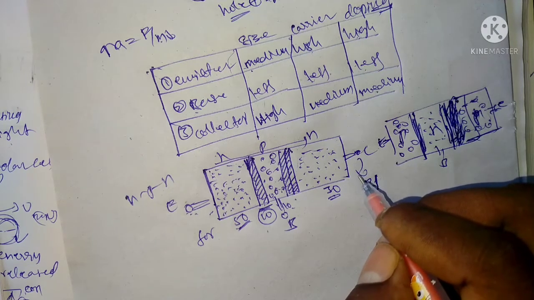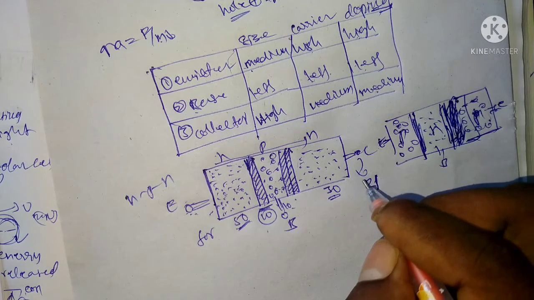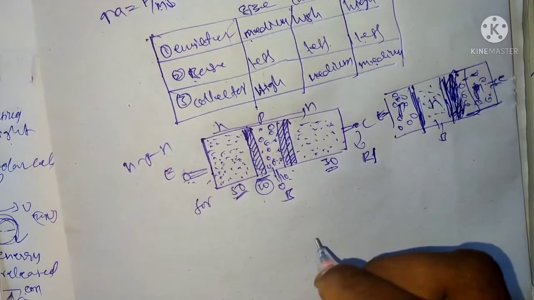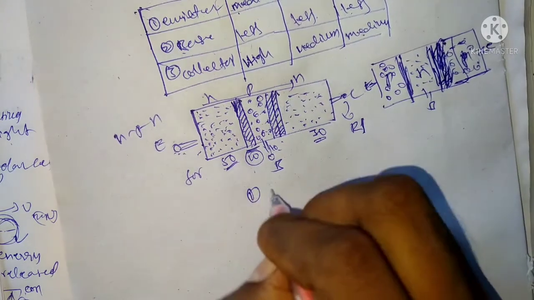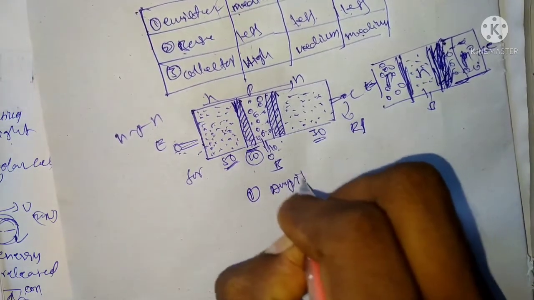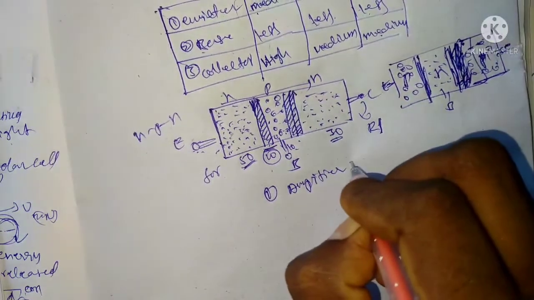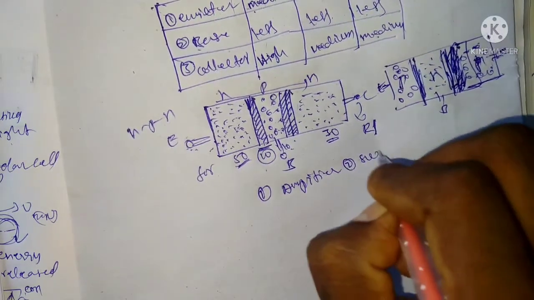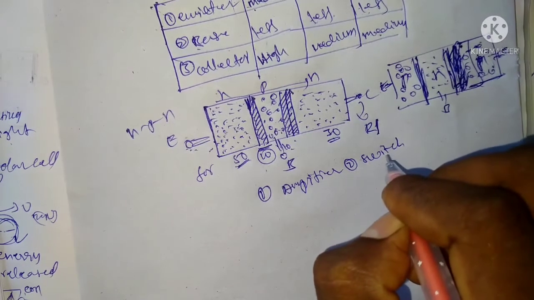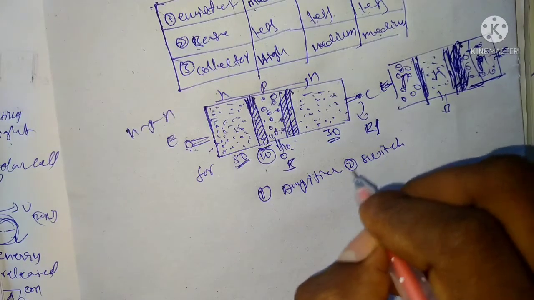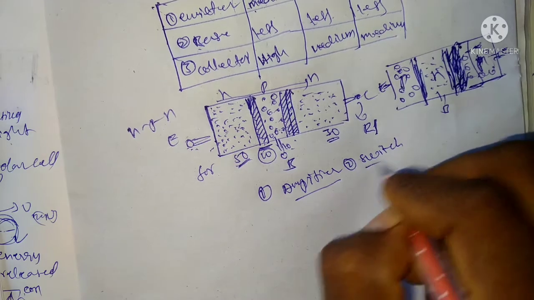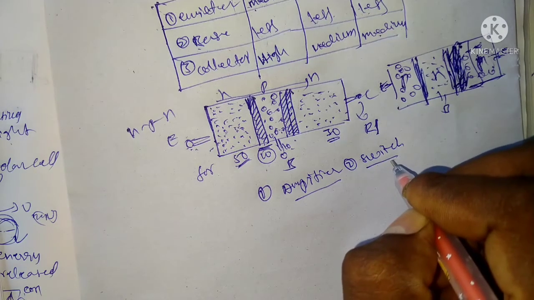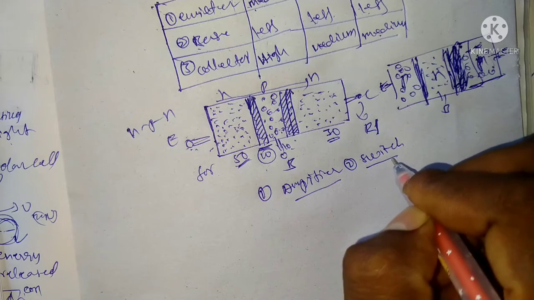Basically, the transistor has different uses. The transistor can be used in two ways: one is as an amplifier, another one is as a switch. The transistor can be used in two ways, as an amplifier, and as a switch.